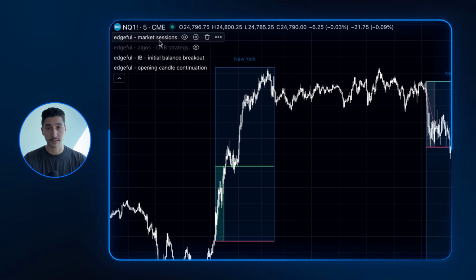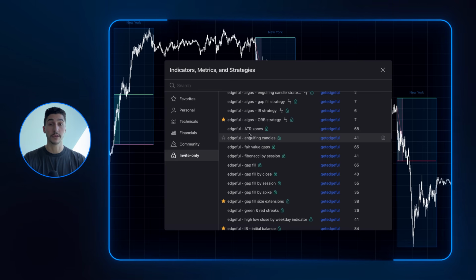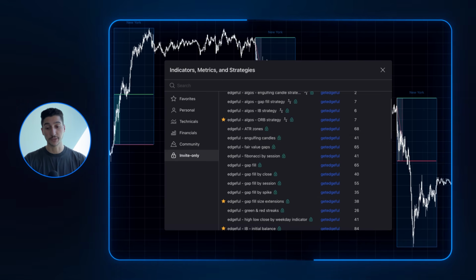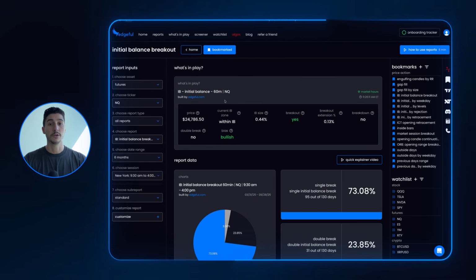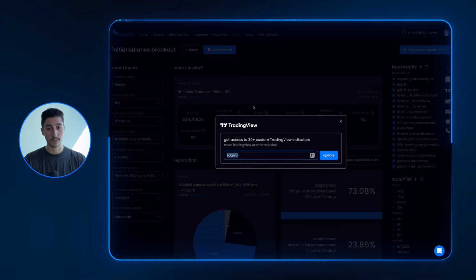So how do you get access to this? First of all, these are invite-only scripts. These are invite-only TradingView indicators from edgeful. So if you want to get access to these, you need an edgeful subscription. It is part of the edgeful plan, but if you click right over here, you can get access to the TradingView indicators that we have.